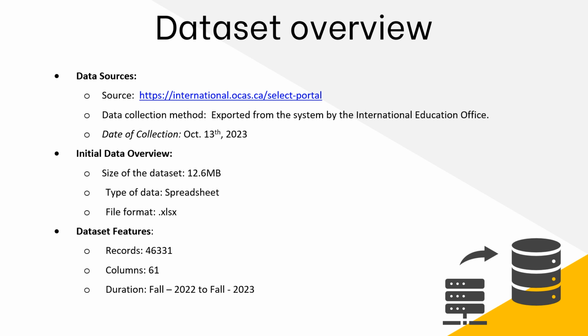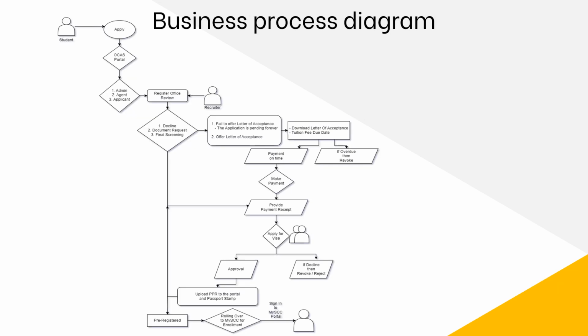Now let's talk about the data set. How did we collect the data set? We collected it from the stakeholder, the International Education Office, who downloaded it from the OCAS portal. Initially the data had around 46K records and 61 features. The duration of the data set is fall 22 to fall 23, and for privacy purposes we have signed a non-disclosure agreement.